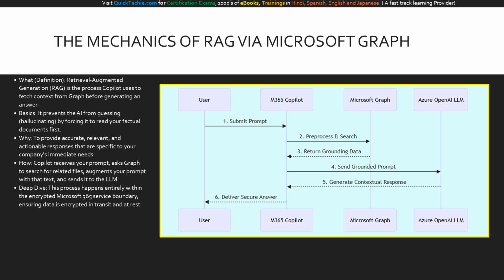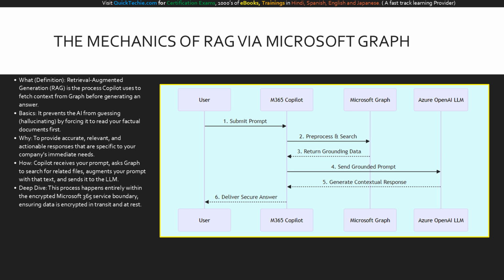Why do we use this architecture? Because business leaders don't need generic internet answers. You need accurate, highly relevant, and actionable responses anchored in your company's reality. How is this executed? When you submit a prompt, Copilot pauses. It asks Microsoft Graph to search for related files. Graph returns that data. Copilot augments your original prompt with those exact paragraphs, and only then does it send the package to the large language model.